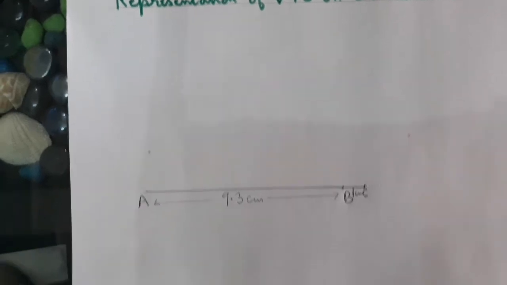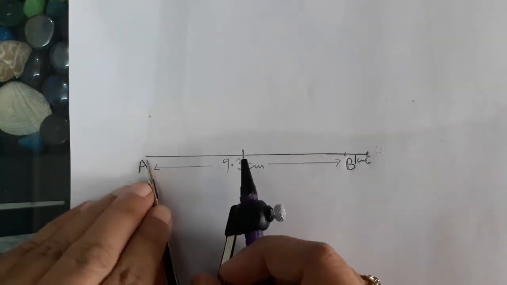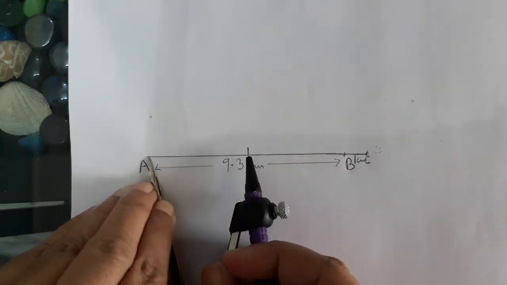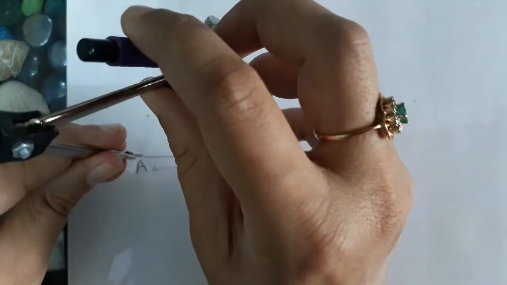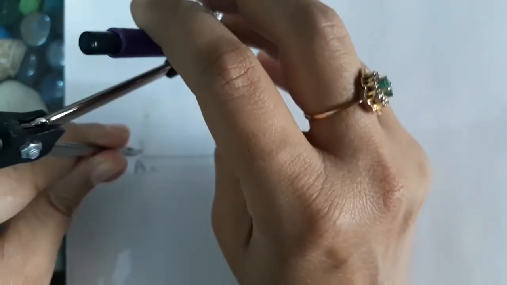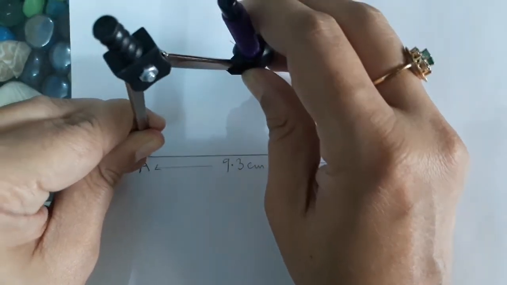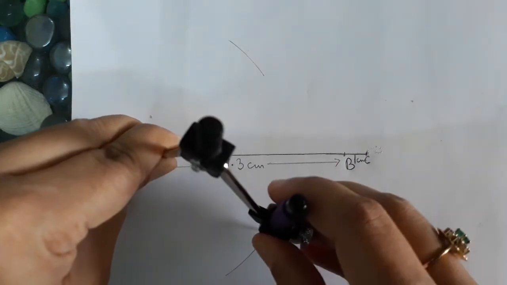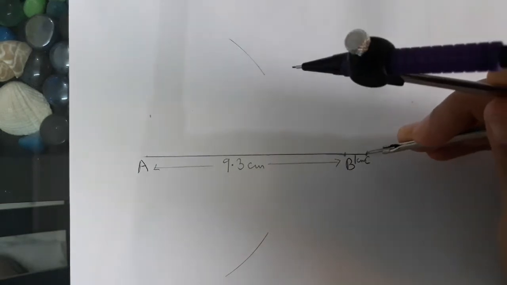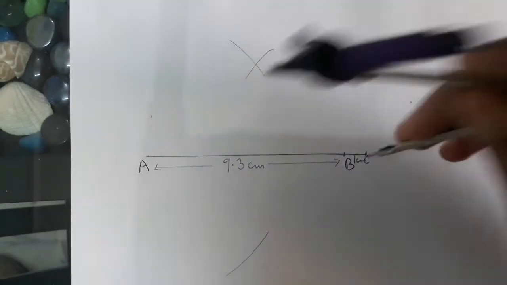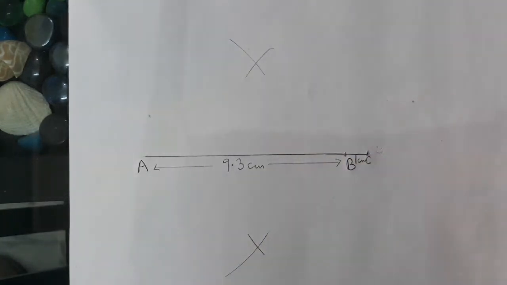In the previous classes you have studied how we construct perpendicular bisectors. So we have to construct the perpendicular bisector of AC. With A as center and radius more than half of AC, we draw an arc above AC and one arc below AC. Now do not change the radius. With the same radius and with C as center, we cut the previous arcs. So we have obtained the perpendicular bisector.